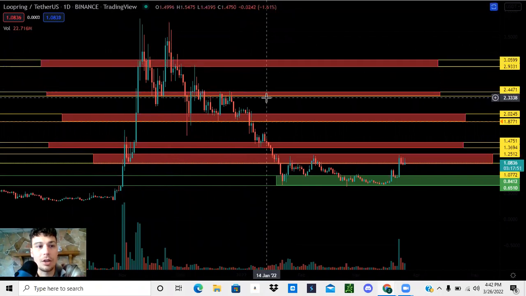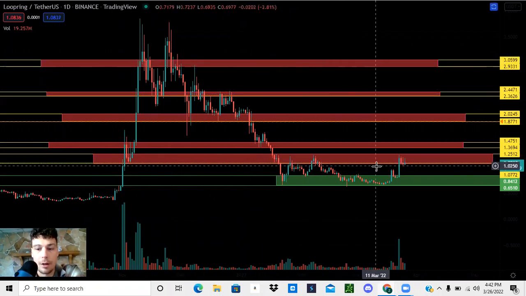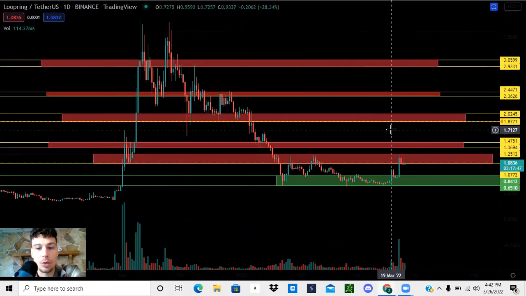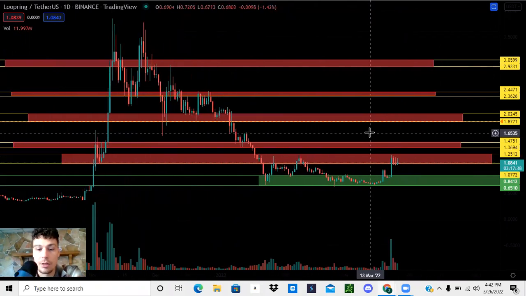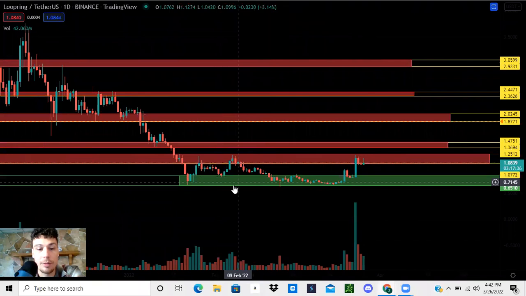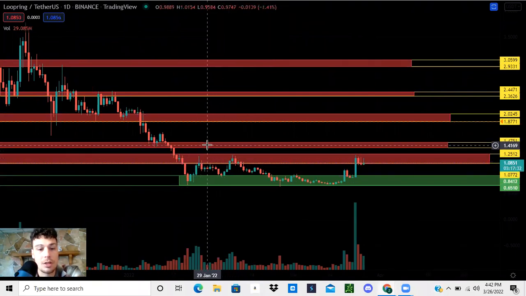We are going to be taking a look at LOOPRING, okay? Now, I have the daily chart pulled up here, and we're basically going to go over the supply and demand zones that you need to be aware of, okay? So right here, our green box is going to be our demand zone, and these red boxes are going to be our supply zones, okay?